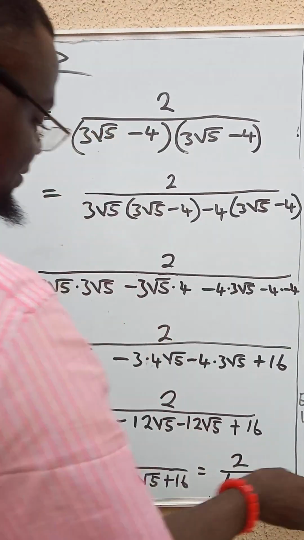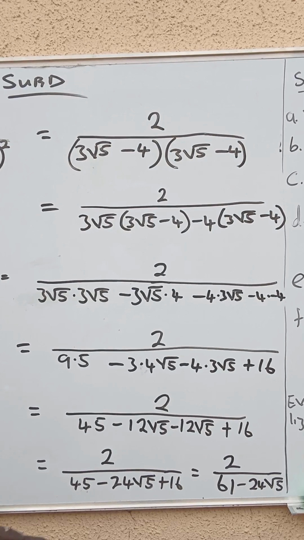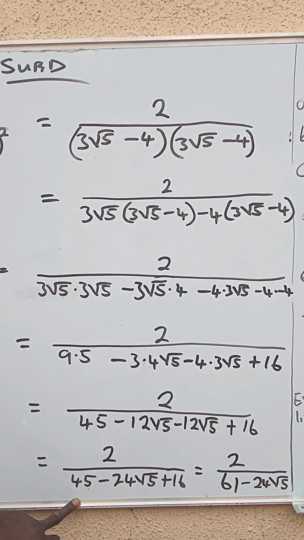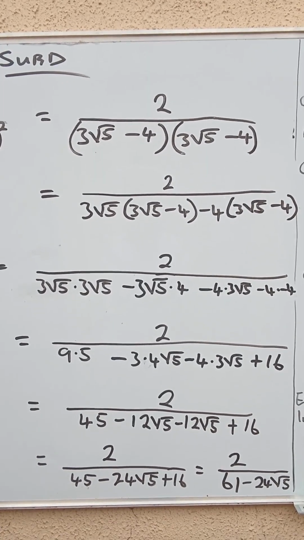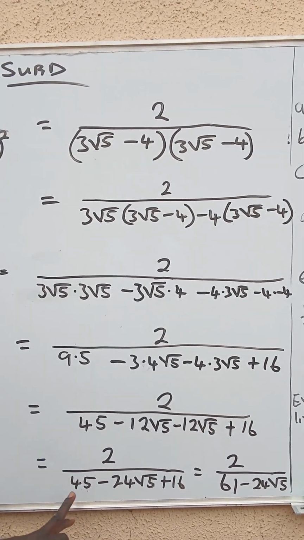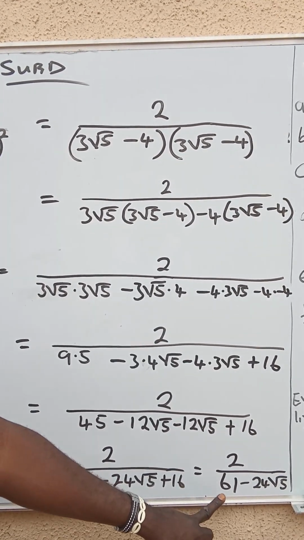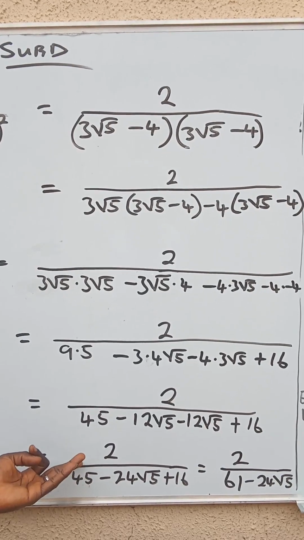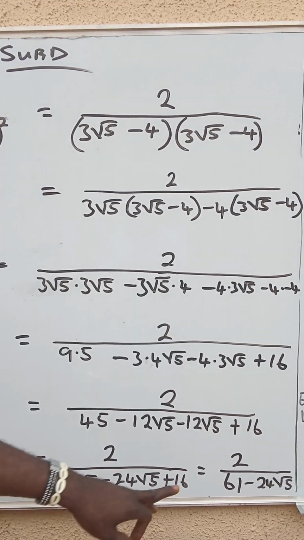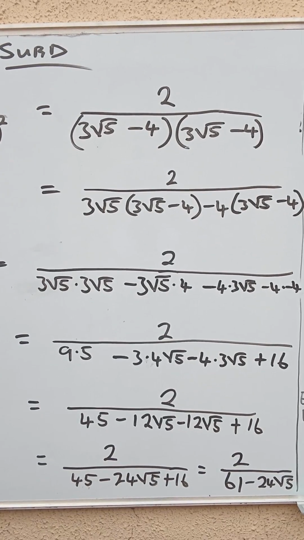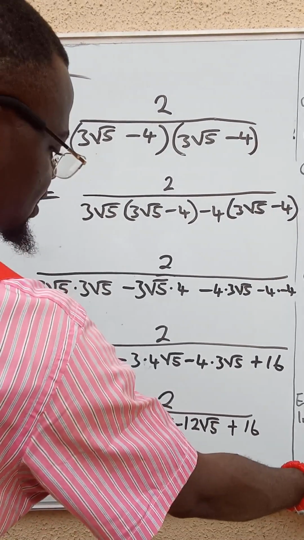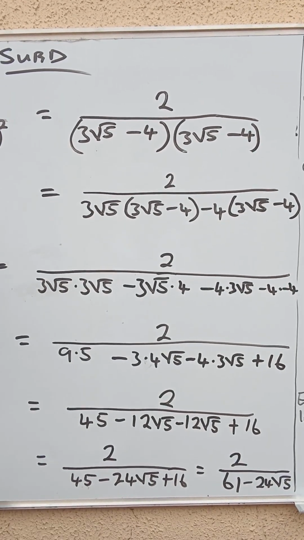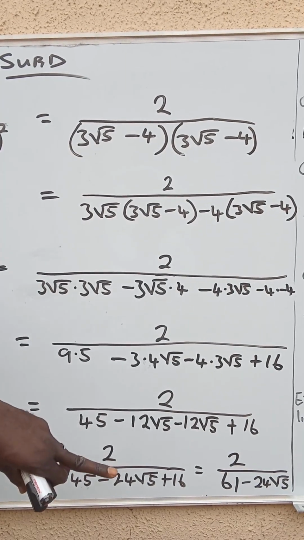You all know what I did there? I told you that this one contains root 5, so I cannot add them or subtract. 45 and 16, they are positive. So I have to bring them together. That is 45 plus 16 gives me 61. Then minus 24 root 5 is there. And the 2, which has been the numerator, is still there. So that is what we got from there. So I have to clean and continue from here.